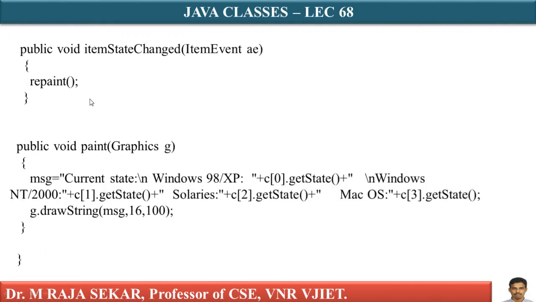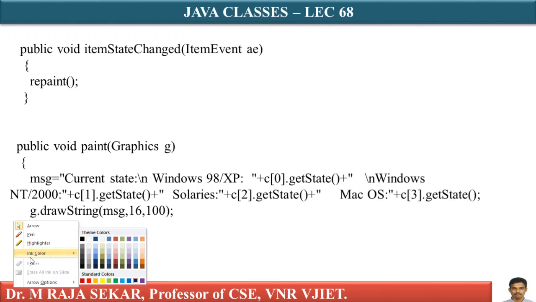This is public void itemStateChanged, ItemEvent ie. Just I am calling the repaint method. I already discussed what the paint method is in my previous classes. In a similar manner, there is a method known as the repaint method. What is the purpose of the repaint method?